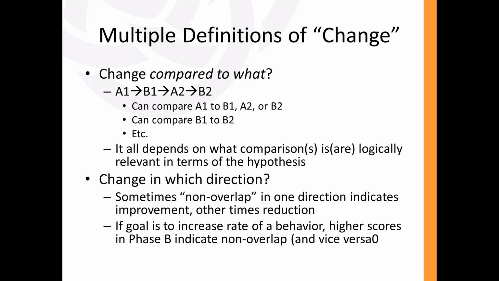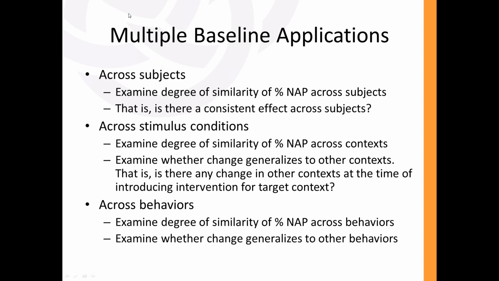The worksheet doesn't care what numbers you put in there, right? It's all about the theory that you bring to it and what you're hypothesizing is going to happen. And then again, this point below here, the change in which direction, we talked about this where sometimes non-overlap in one direction indicates improvement. Other times it means reduction. So again, if the goal is to increase the rate of behavior, higher scores in phase B indicate non-overlap. But if the goal is to decrease the rate of a behavior, lower scores indicate non-overlap. That's why it says vice versa. Oh, I'm sorry, that 0 should be a closed paren. Sorry about that. But anyway, the bottom line is that you can compare two sets of data points and make your conclusions.